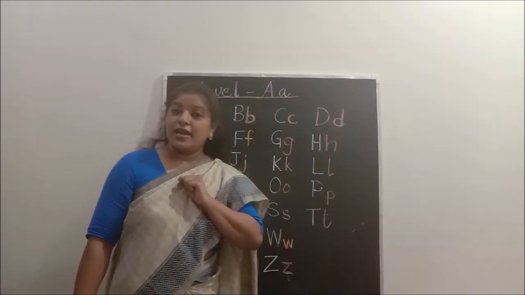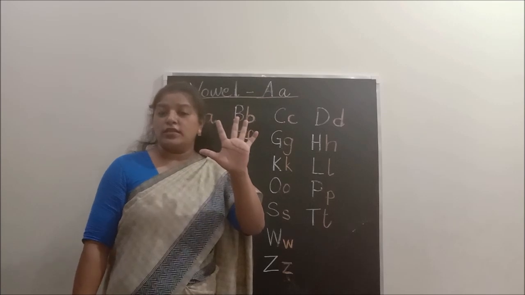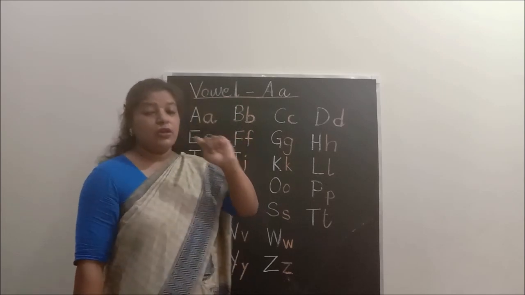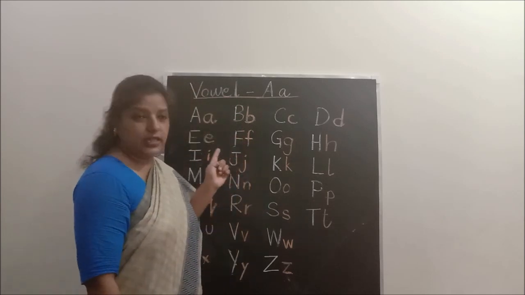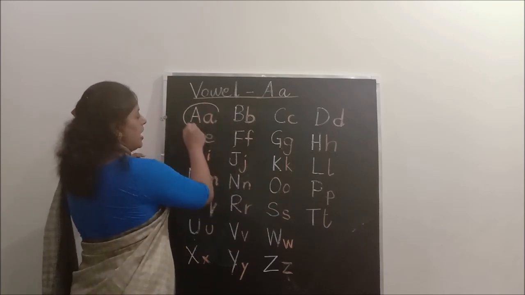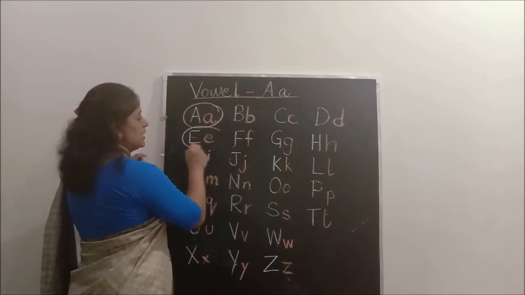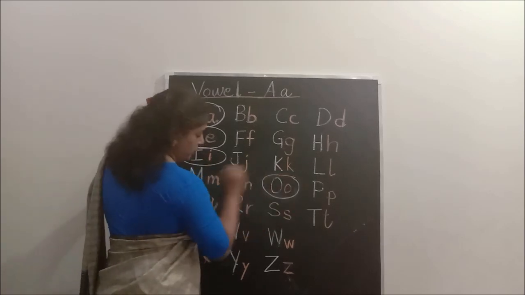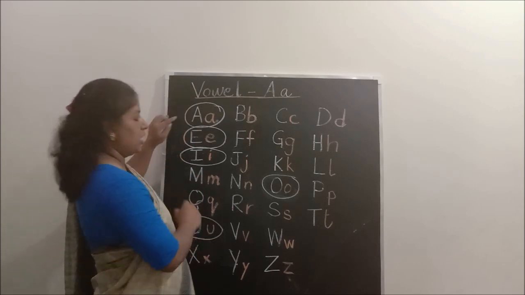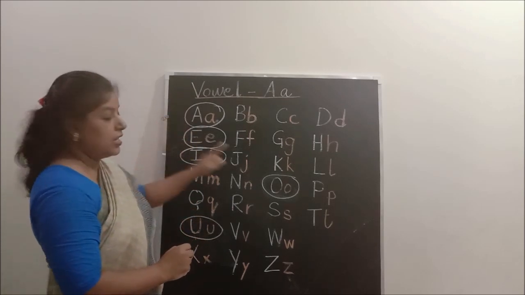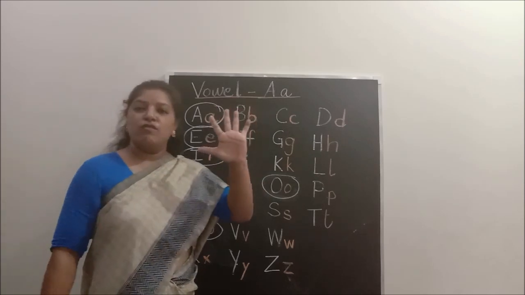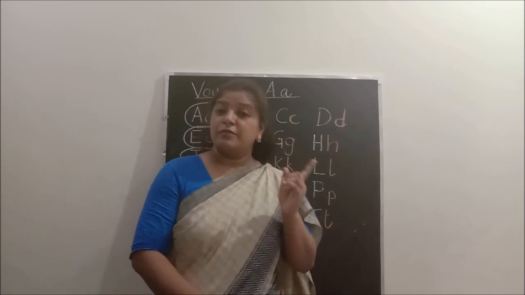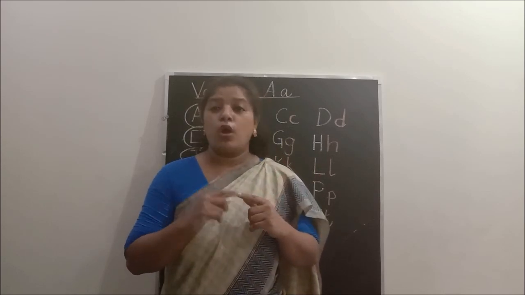Okay, let's start. There are 5 vowels: A, E, I, O, U. Again, we are going to repeat and we are going to circle those vowels. Ready? A, E, I, O and U. A, E, I, O, U. 5 vowels. Clear? So that was our revision of alphabets and their sounds and vowels.